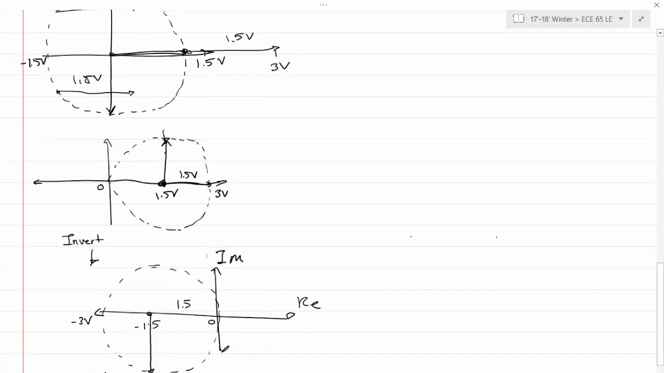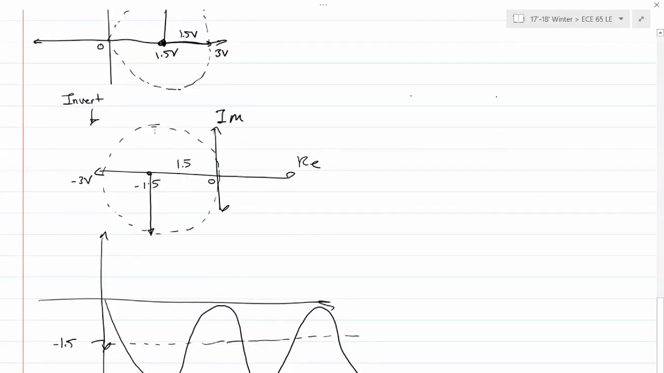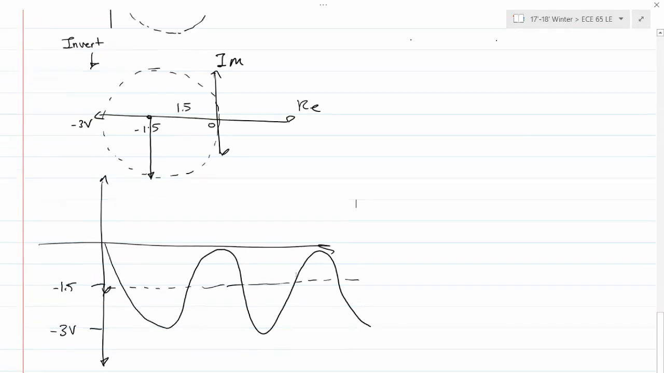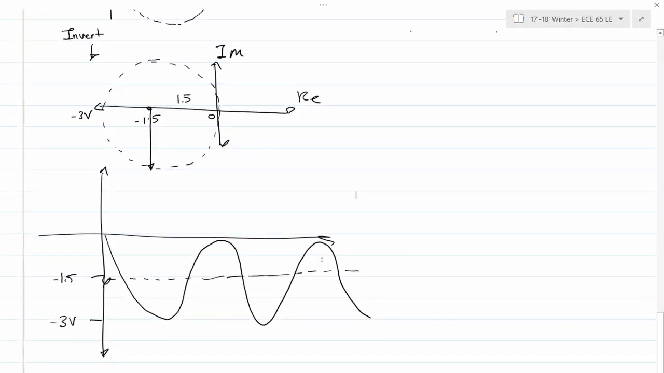But since it's inverted, we shift it all the way to the other side, do a reflection, and now we get this here. And so this is represented graphically, as time moves along, as this inverted sine graph between 0 and negative 3 volts. And so this was our problem for homework number 2, problem number 1.